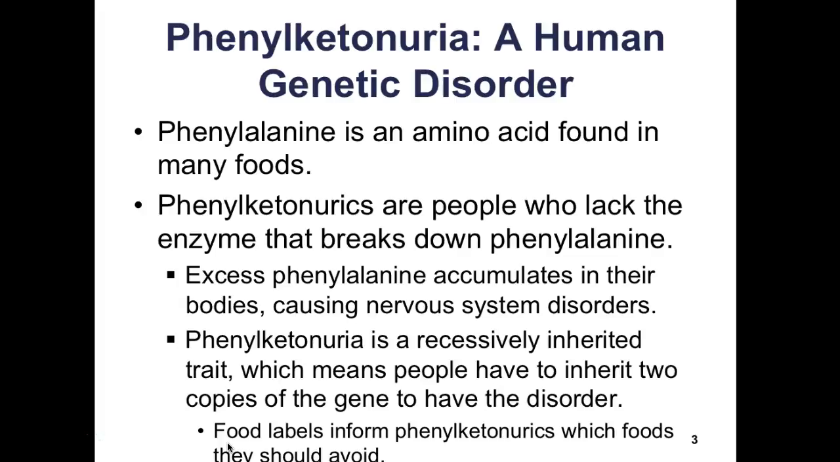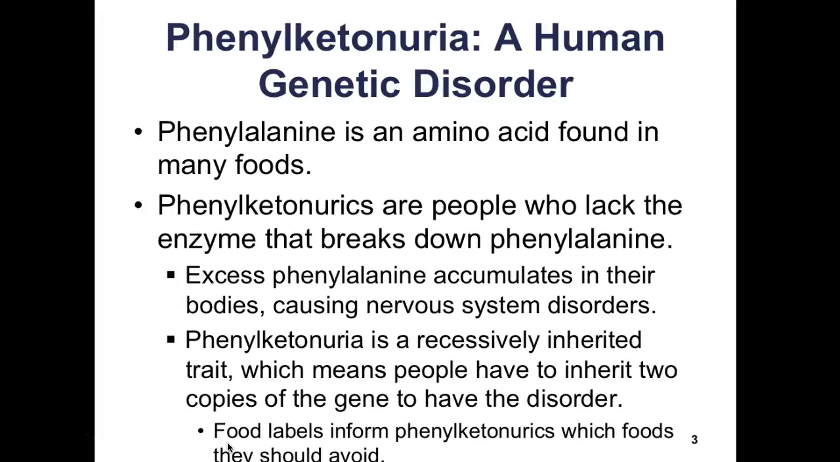So to start us off, we have this genetic disorder called phenylketonuria, also known as PKU. It's a human genetic disorder. We do know that phenylalanine is an amino acid found in many foods. If you do have PKU, you do need to look at the ingredients in there. Phenylketonurics are people who lack the enzyme that will ultimately break down this amino acid. What happens is excess phenylalanine will accumulate in their bodies and ends up causing nervous system disorders.